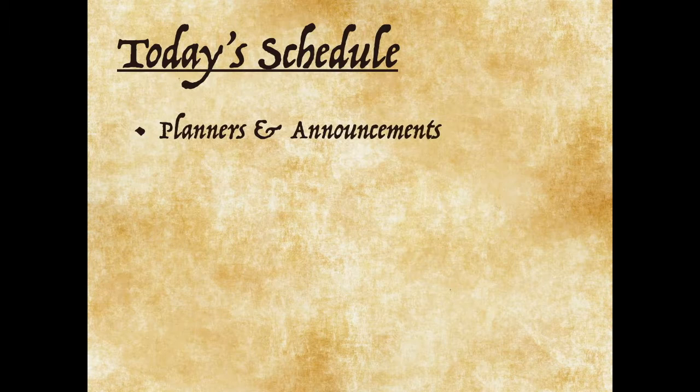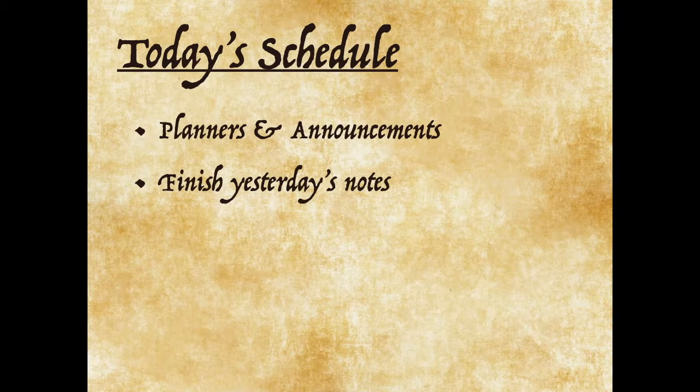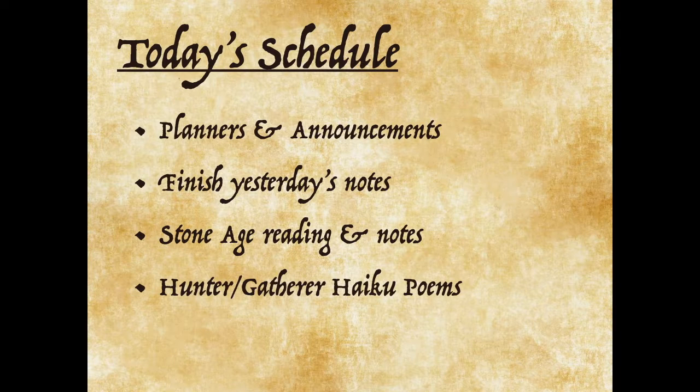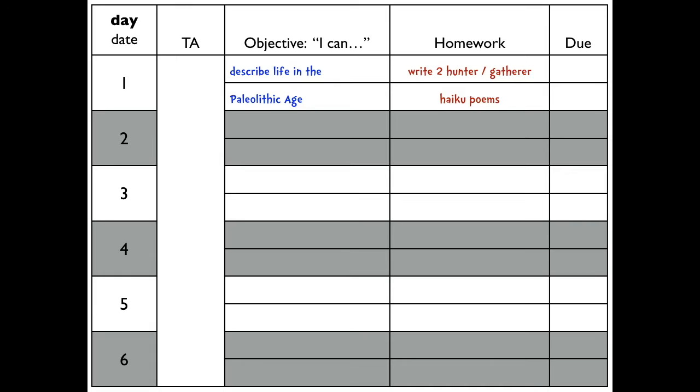So at the beginning of class today, we did a reading together. And then we also filled out our planners and went through any school announcements. And we finished yesterday's notes, so the question and the summary section. And then we did today's notes, which was the Stone Age reading and notes on that. And at the end, we did some hunter and gatherer haiku poems. And then with any extra time, we watched the CNN 10, the newscast.